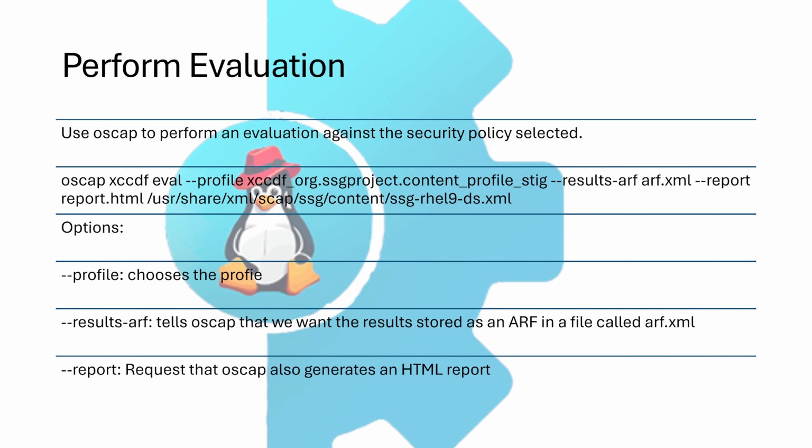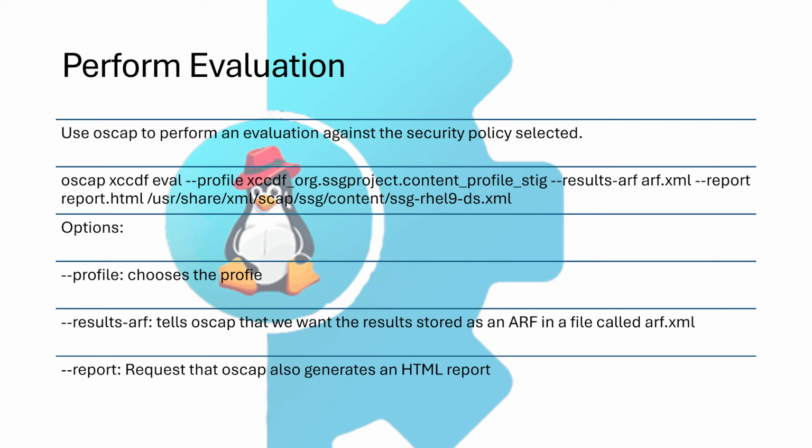And here's the command on how to actually run the evaluation. You do oscap xccdf eval, then you give it the profile name, and then you want to do results. You want to create a report. We're going to be viewing the report once the scan is done to see how bad the system is and what needs to be fixed.